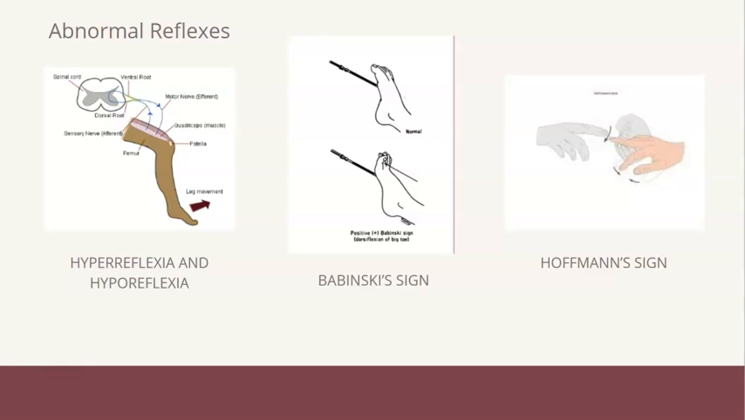Hoffman's sign is another test that we can use that will tell us if we have to be concerned for upper motor neuron injuries. This is where you're going to hold the middle finger steady and you're going to flip the top of the middle finger downward. The test is positive if the index and the thumb flex as well. So if all 3 fingers, middle, index, and thumb flex, that's a positive sign indicating an upper motor neuron lesion.